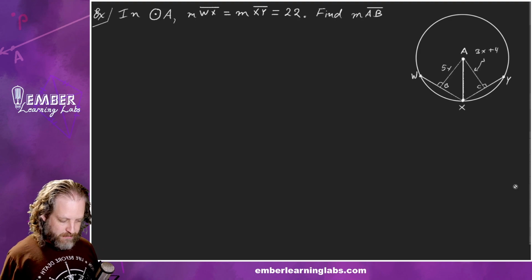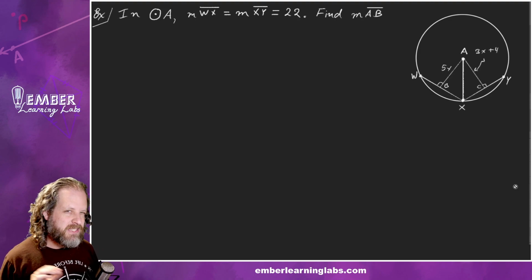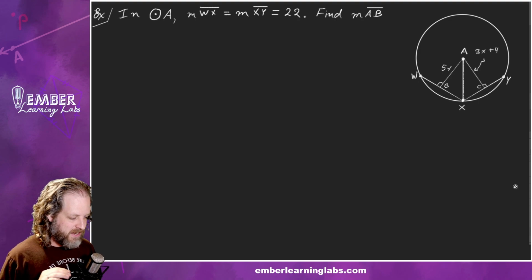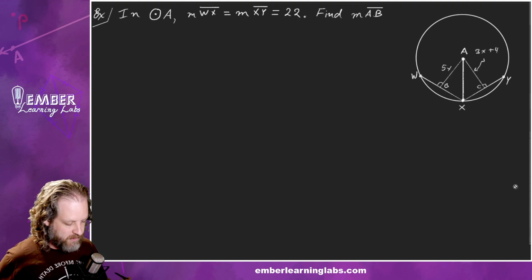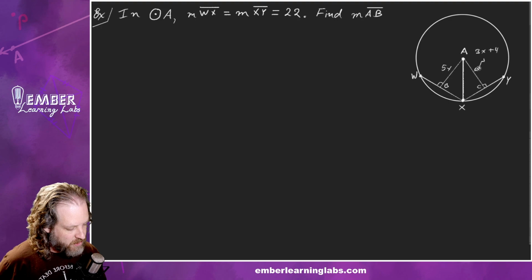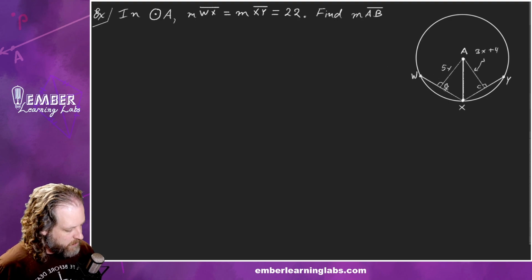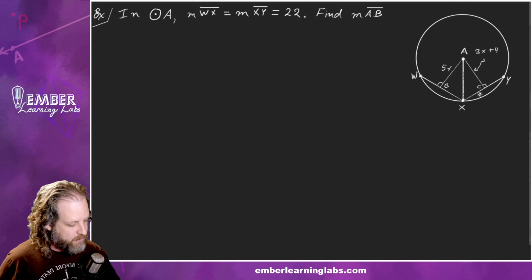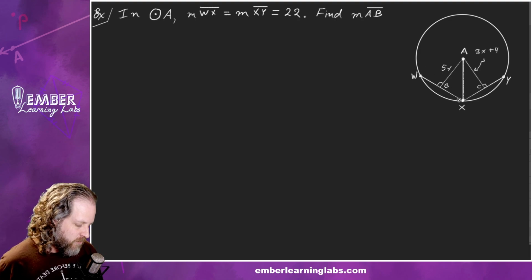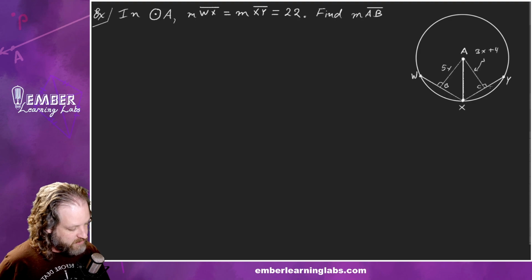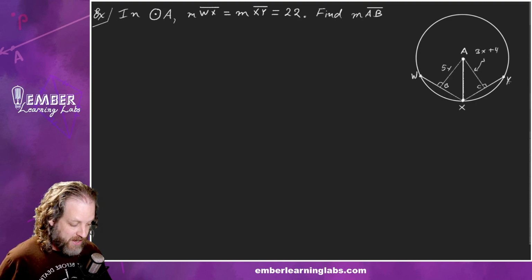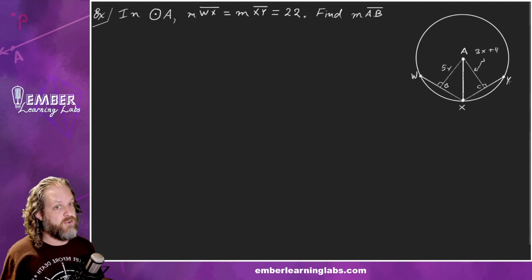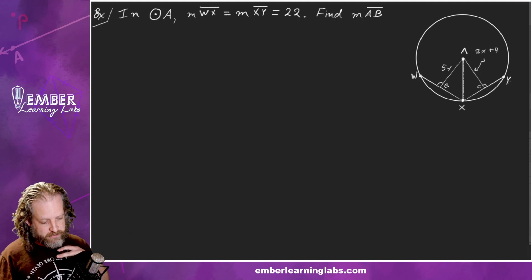All right. So this problem, I like this problem because it's a little bit sneaky. It gives us a useless number. So let's see what we're talking about. So in circle A, the measure of WX equals the measure of XY equals 22. So it's saying that this chord is congruent to this chord because their measures are equal, right? Because of the definition of congruence. If their measures are equal, then they're also congruent.